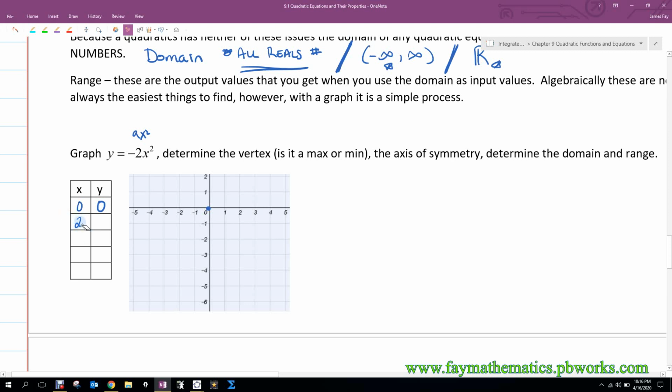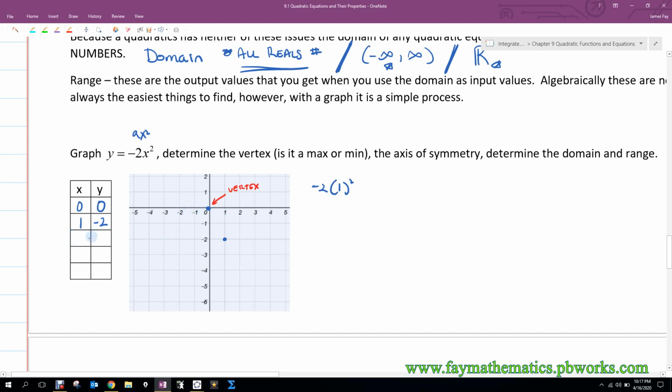Actually, let's not go 2 because I ran out of room. Now let's go 1. If x is 1, so I have negative 2 times 1 squared. So 1 squared is 1 times negative 2 is negative 2. So 1, negative 2. Okay. Now I'm going to stop there with my chart here. If you want to put more points in with your chart, go ahead. I would not go to 2 because I've already got a point to the right of the vertex.